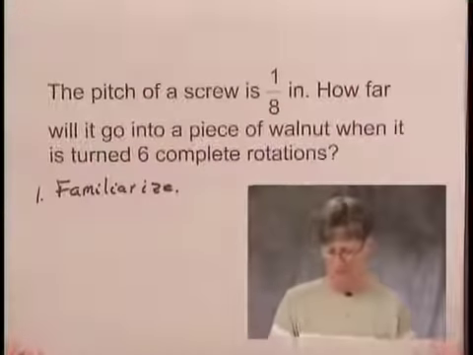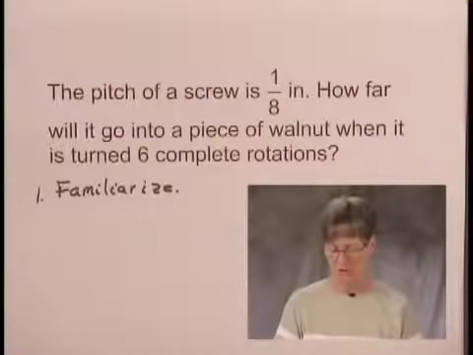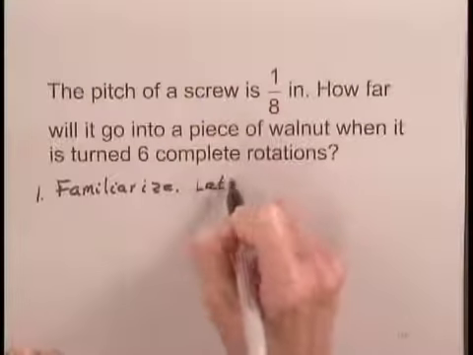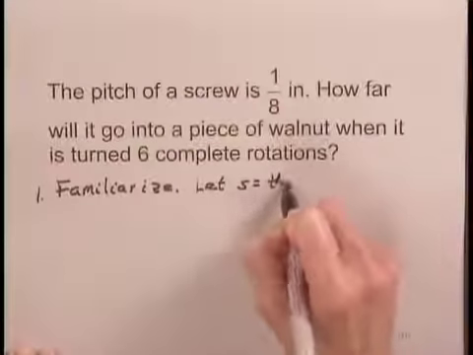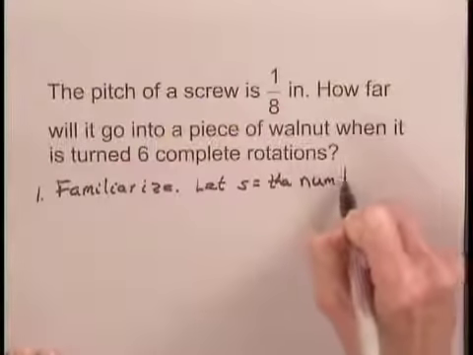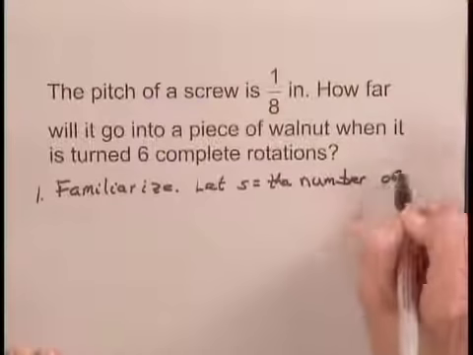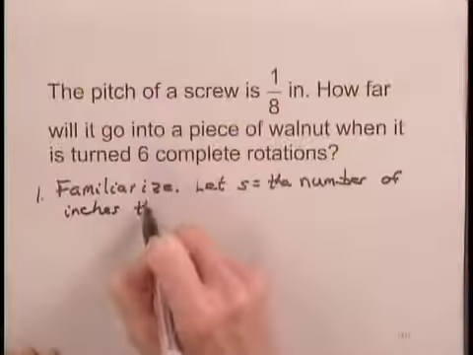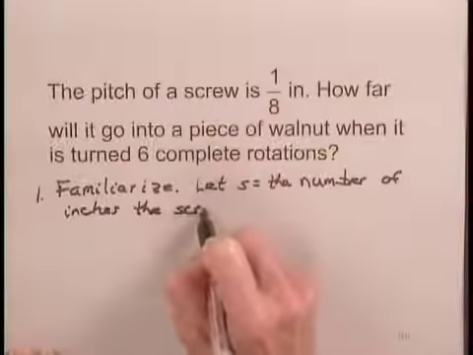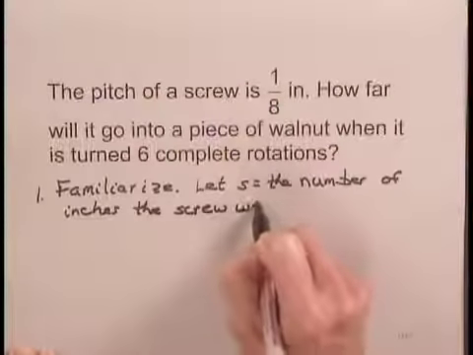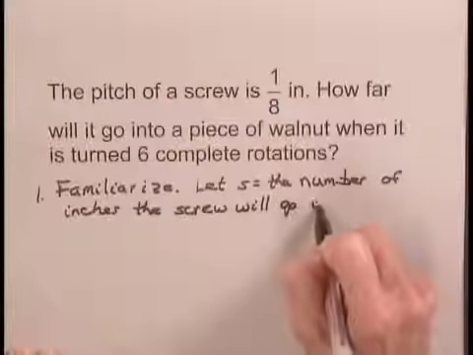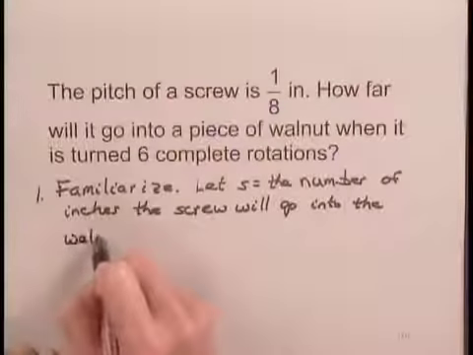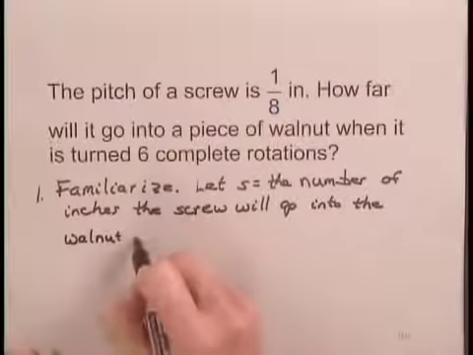We need to name a variable for the distance that this screw will go into the walnut, and let's let S equal the number of inches the screw will go into the walnut in 6 complete rotations.